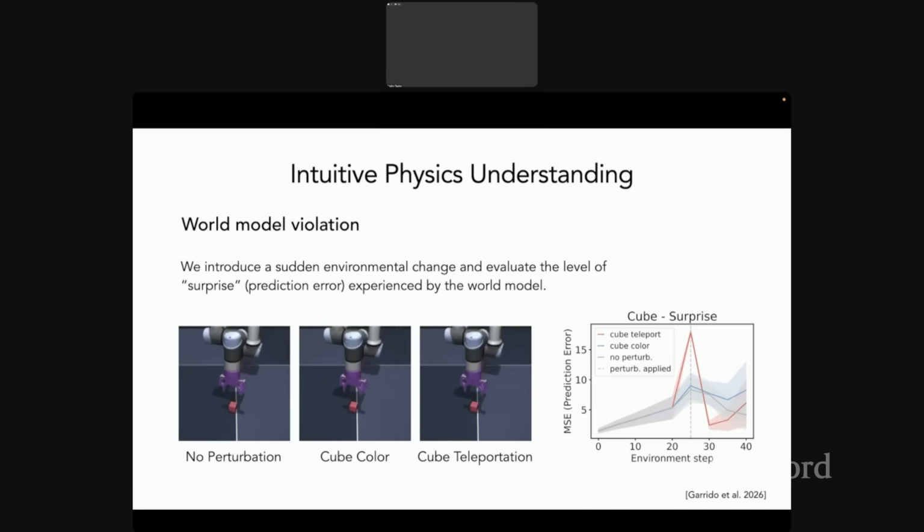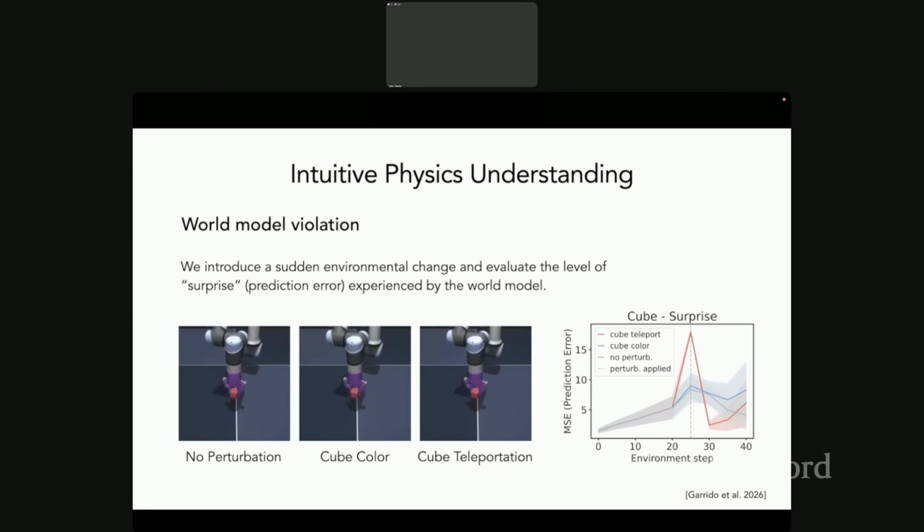If you look on the right, the x-axis is the time steps, and the y-axis is the prediction error. This is the difference between what your predictor predicts is going to happen and what the actual embedding of the next state looks like. What you can see is that if you don't have any perturbation, this is the gray line, it's fine. If you change the cube color, it's a bit higher, but very negligible. It means that your world model doesn't care much about the color of the cube, which is pretty cool because you don't need that for the dynamics, right? You don't care about the color of the cube.